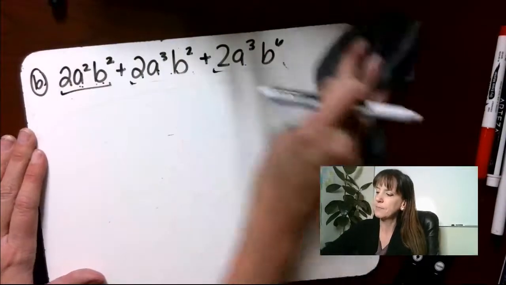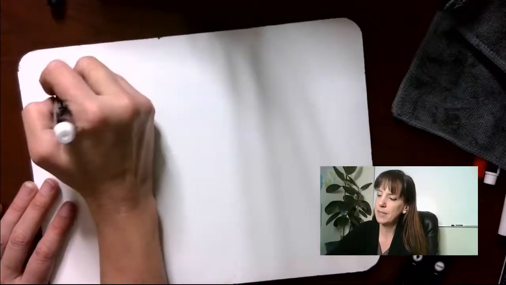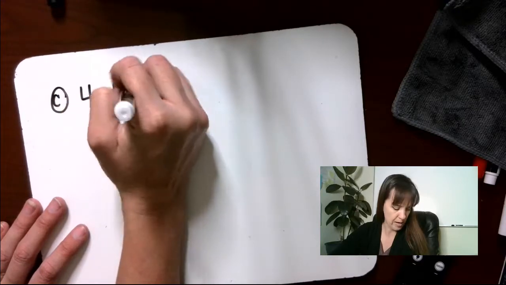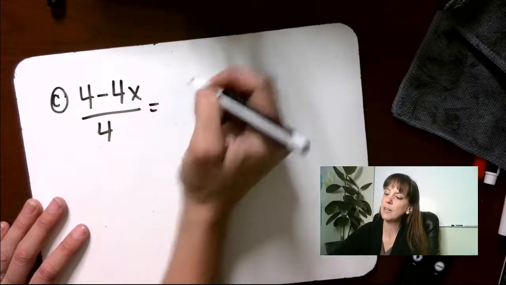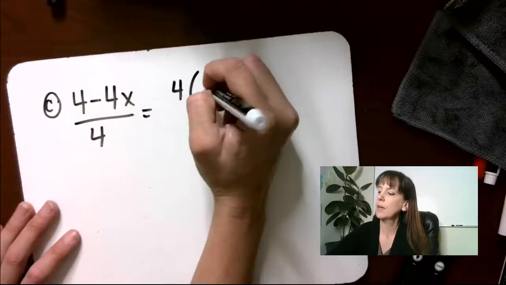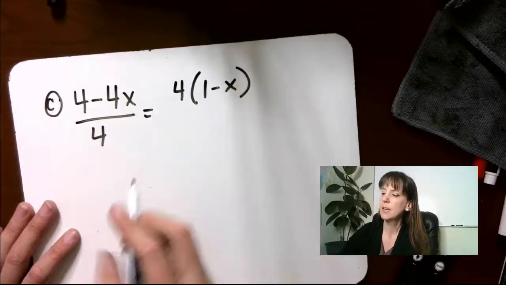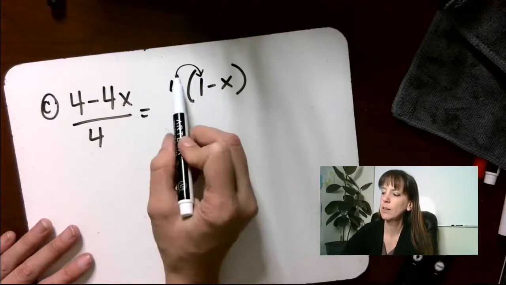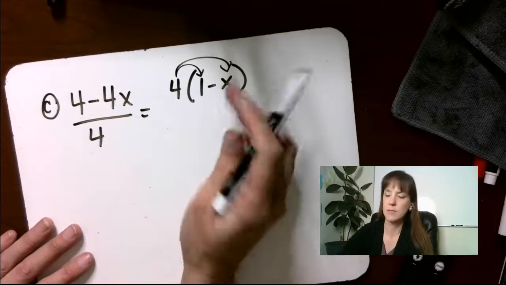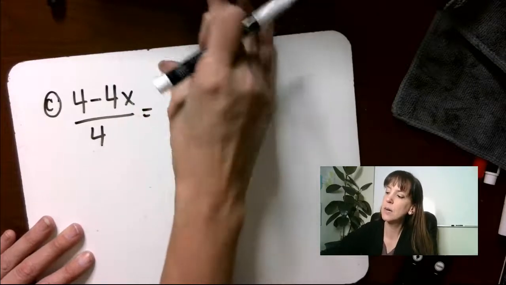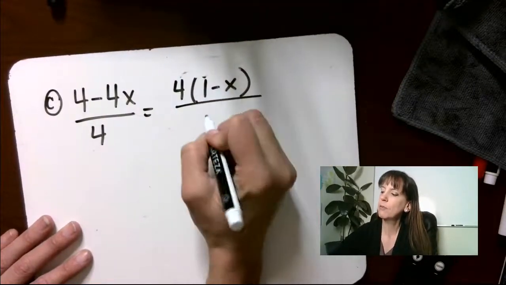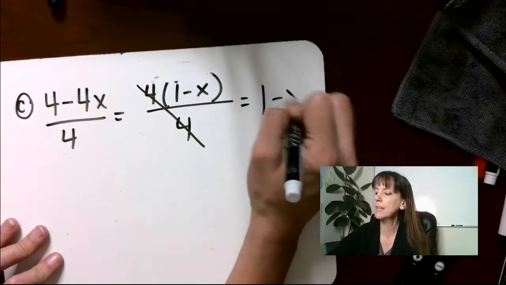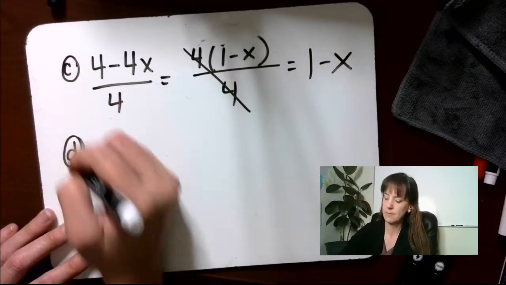Now let's talk C. Simplify these guys. We have 4 minus 4x over 4. Upstairs, we're going to factor out a 4, and we get 1 minus x. Because if we use your distribution property and do it again, we get 4 minus 4x. So that's to double check your work to make sure you did it right. Over 4, these guys cancel out, and what I'm left with is 1 minus x. Let's try D.